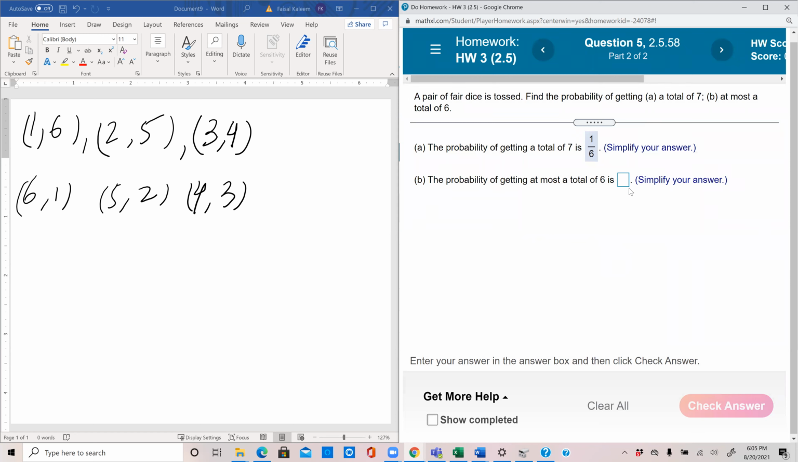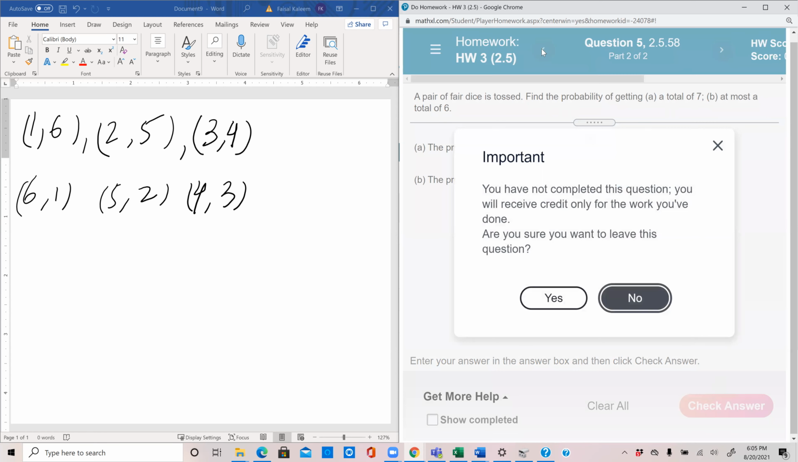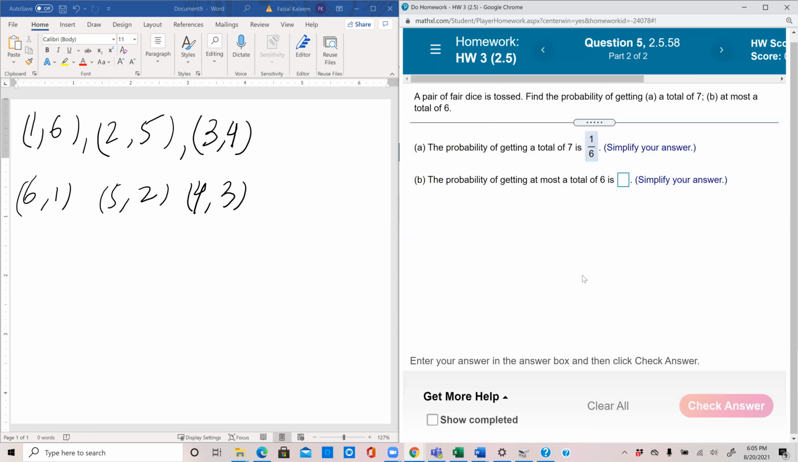Now the probability of getting at most a total of 6. So we can also look at the sample space. Let's go to that first problem where we had this sample space. Okay, let's stay here then. Total of at most 6.